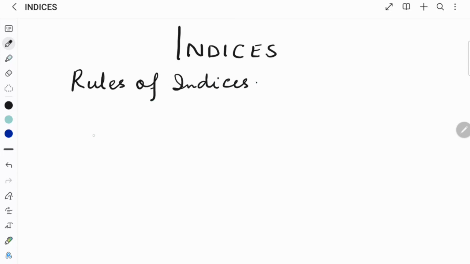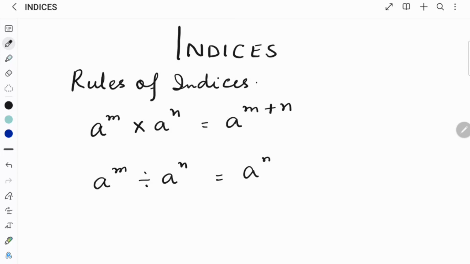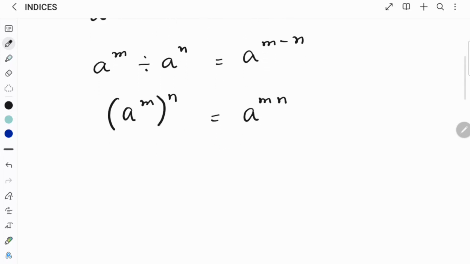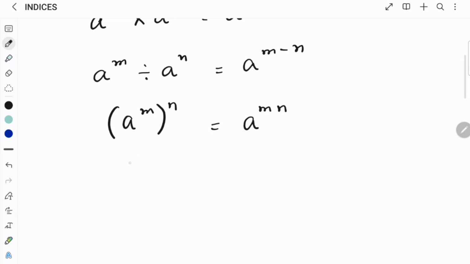If you have the same bases like a^m multiplied by a^n, then we add them together: a to the power m plus n. Then if the same bases are dividing, then we'll subtract the powers. And if you have a power m raised to n, then we'll multiply them. For example, if you have a to the power m upon b to the power m, we can write down a upon b whole power m.